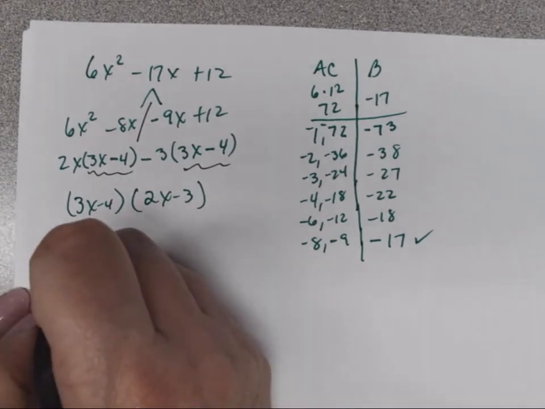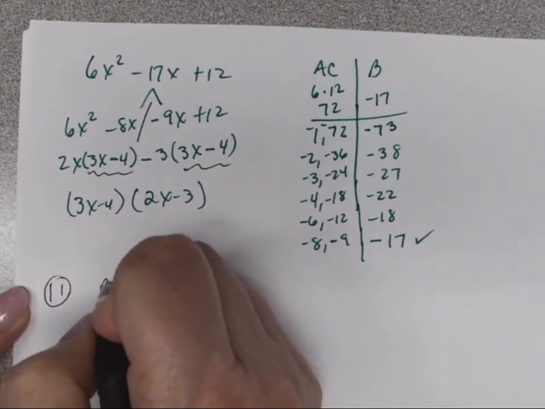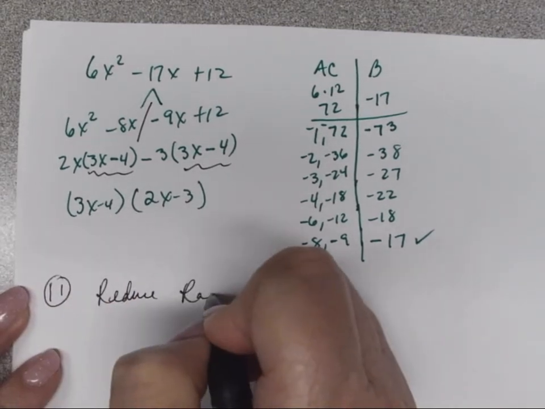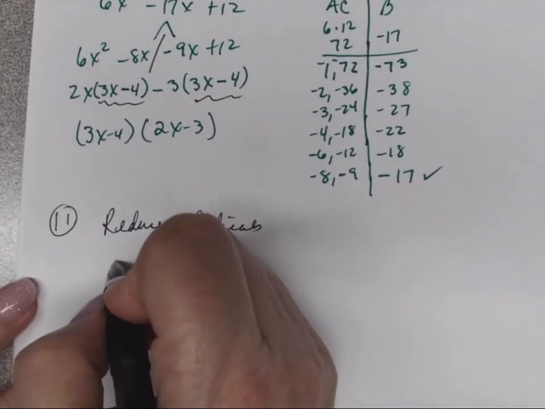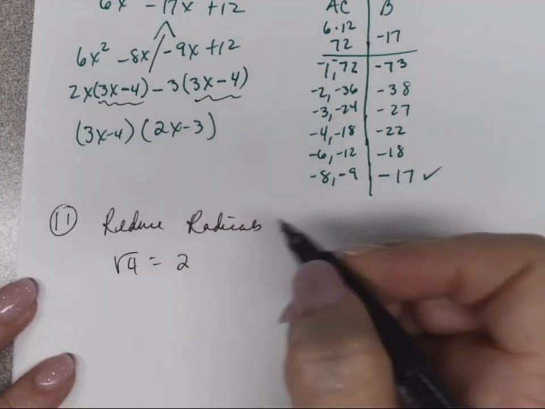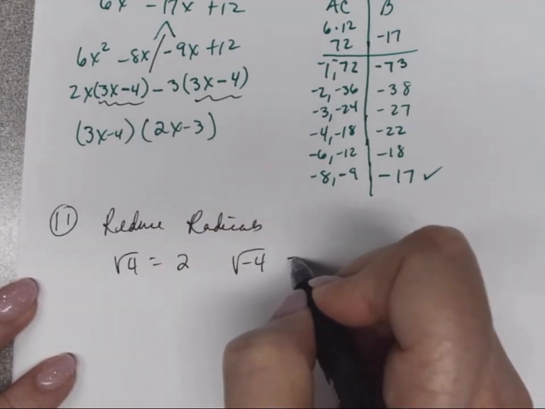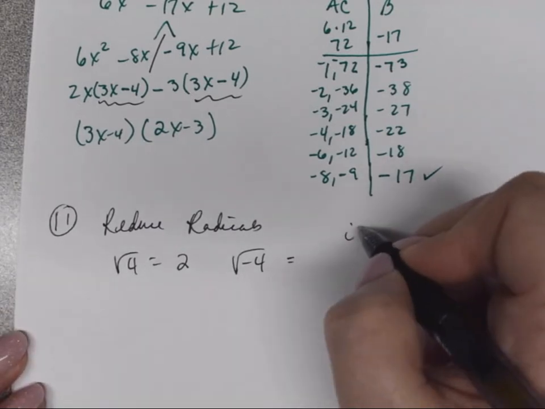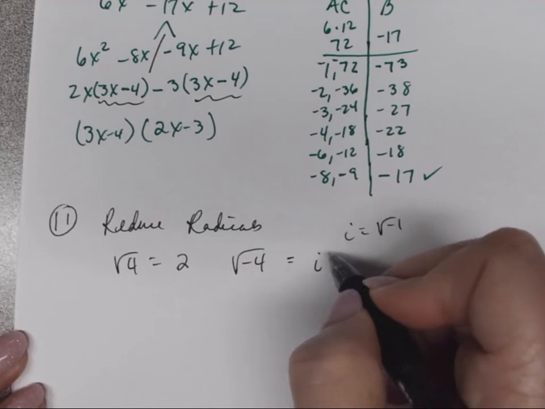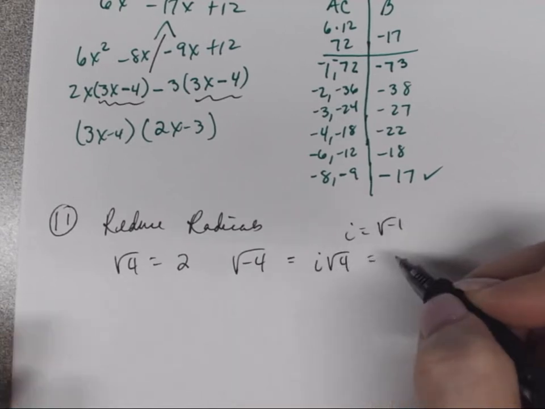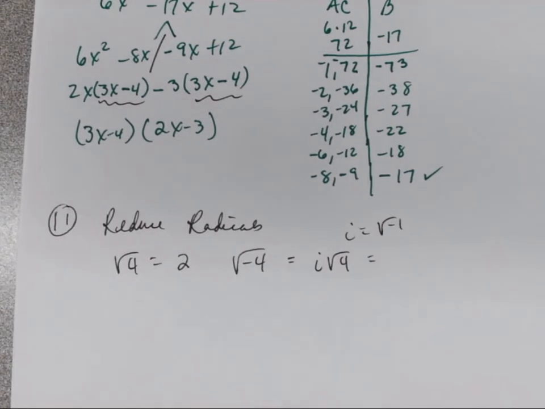All right, 11th type of problem is reduce radicals. So with reducing radicals, remember if we have like the square root of 4, that's 2. Square root of negative 4, you've got to pull out the I first because I is equal to the square root of negative 1. So if we pull out the I, we get I, square root of 4, and then the square root of 4 is going to be 2I. Now the reason we're not doing plus or minus is because I already have the radical there. We didn't introduce it, it was part of the problem.